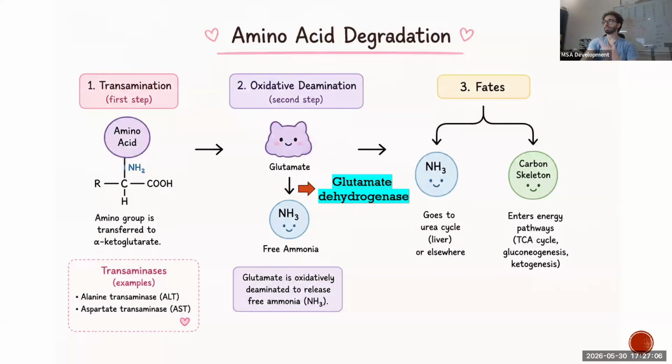Okay? What will they do together? The amino group with alpha ketoglutarate will combine and give us glutamate. Keep this for later. Now my focus is about transamination. This is the amino acids. We are removing the amino groups.